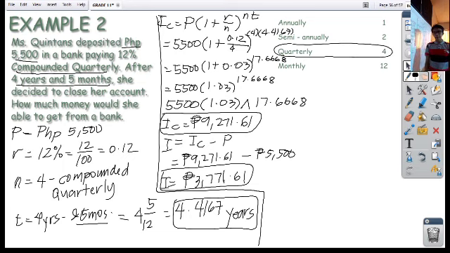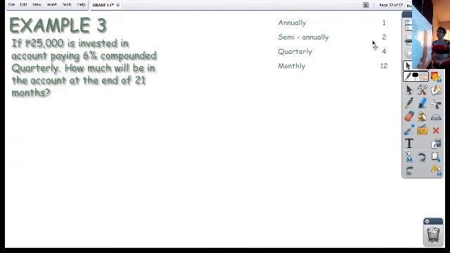Okay, so let us now proceed for the final problem. Okay, so sa number 10 naman po class, if 25,000 is invested in account paying 6% compounded quarterly, how much will be in the account at the end of 21 months? Okay, let us analyze the problem. So, ang hinahanap lang naman natin dyan is the compound interest formula and the interest charge. Yan lang naman yung hinahanap natin eh.